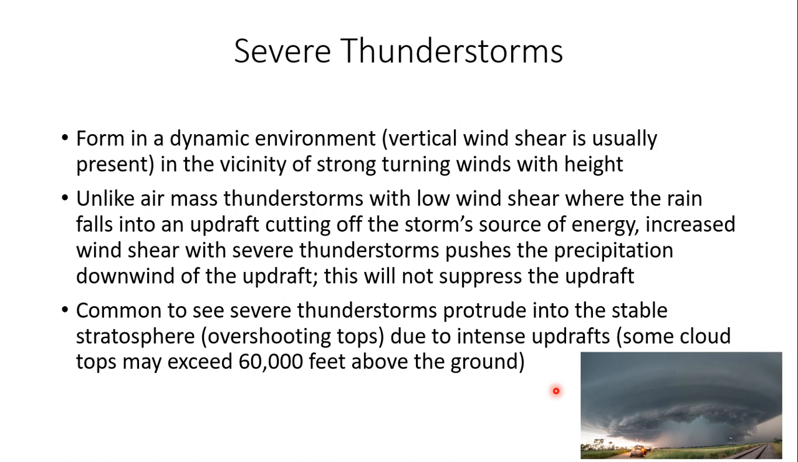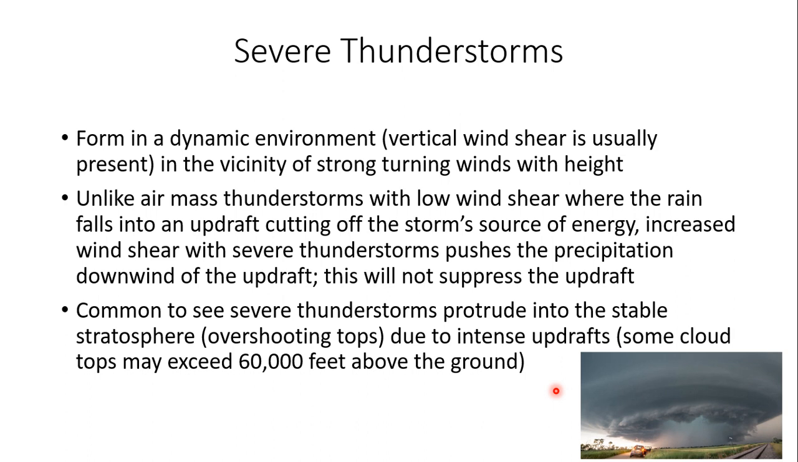And what you get with wind shear is a strong wind directional change with height in the vertical, as well as a strong turning of the winds with height due to wind speed differences between various layers as you go aloft. Unlike air mass thunderstorms with low wind shear, where the rain falls strictly down into the updraft, cutting off the storm's source of energy, increased wind shear with severe thunderstorms pushes the precipitation downwind of the updraft. So the updraft is basically not impacted at all. There's no cool, rain-filled air that's going to basically cut off the updraft, as it would be with an air mass thunderstorm.